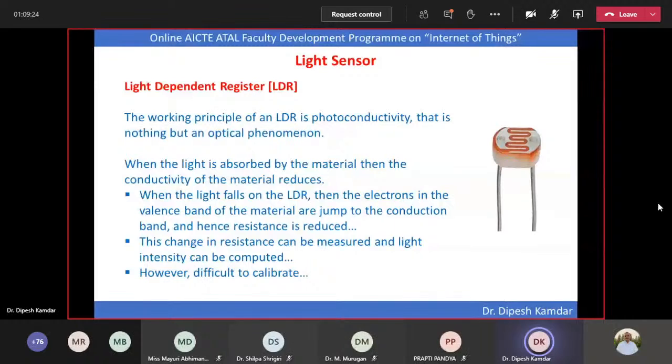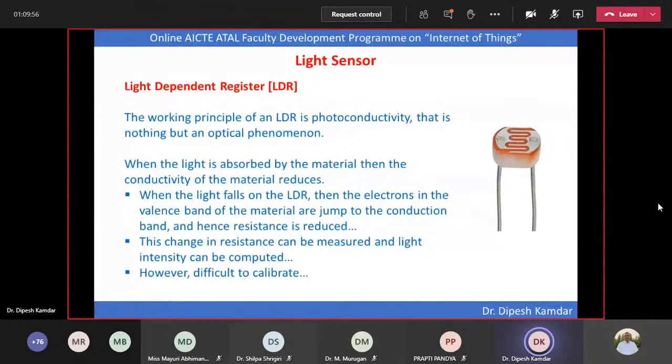Similarly, we can have the light sensor also. For light sensors we can use the LDR. LDR basically works on the photoconductive principle. So when light falls on the surface of the photoconducting material, some of the electrons which are already there in the valence band will jump up to the conduction band.